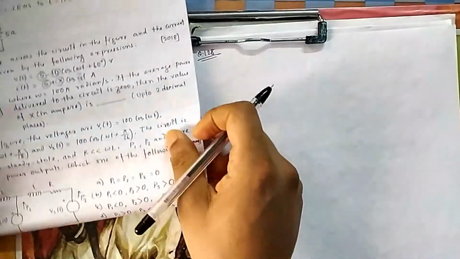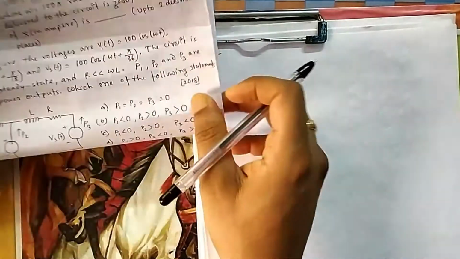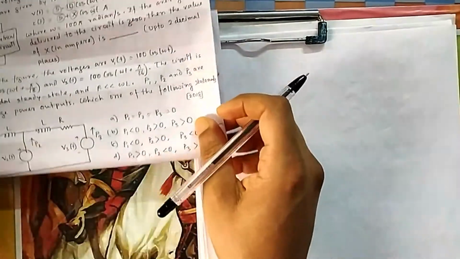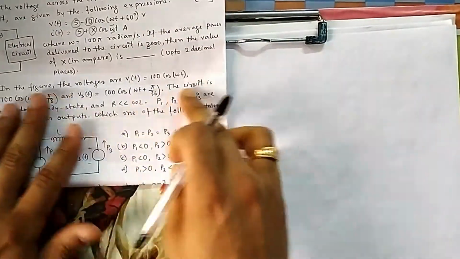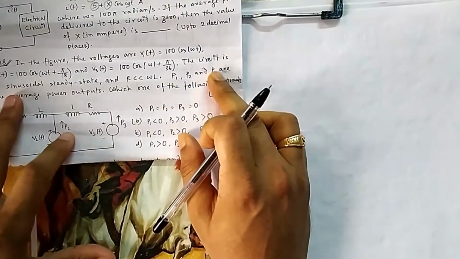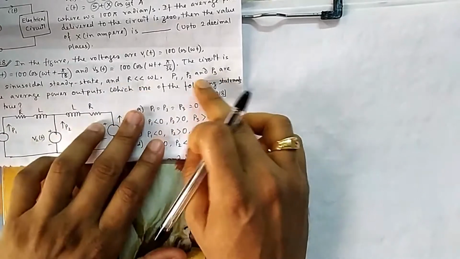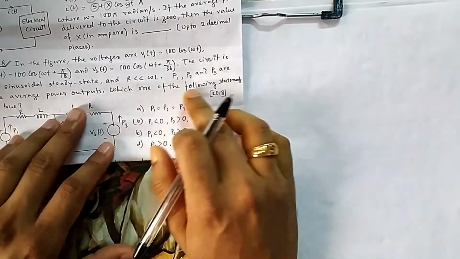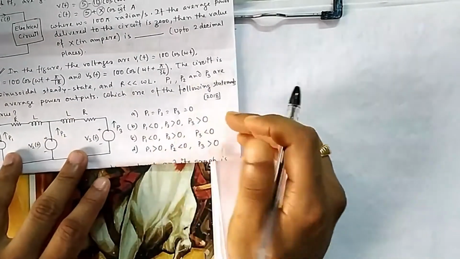In the figure, the voltages are V1, V2, and V3 with given values. The circuit is in sinusoidal steady state. R is much less than omega L, which means you can neglect R and simply write omega L. P1, P2, P3 are the average power outputs. Then what should be their signs?